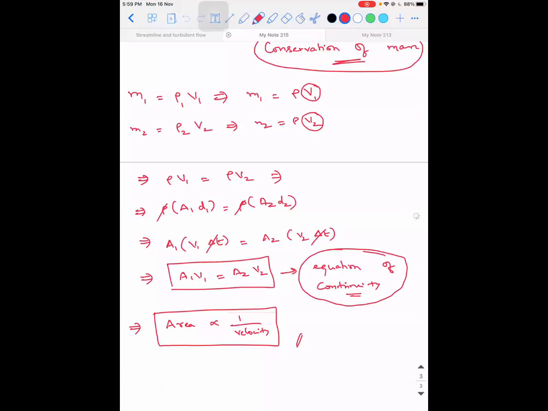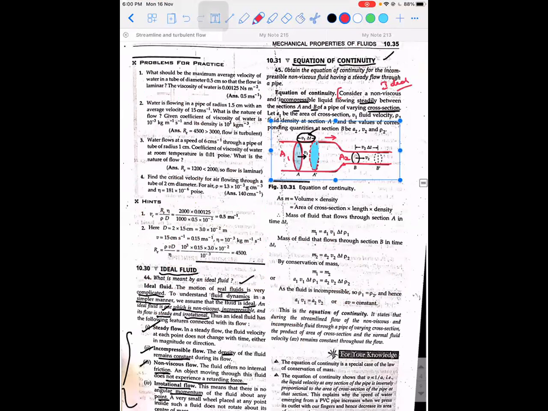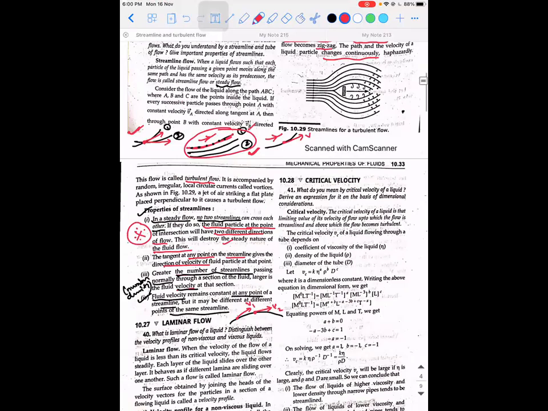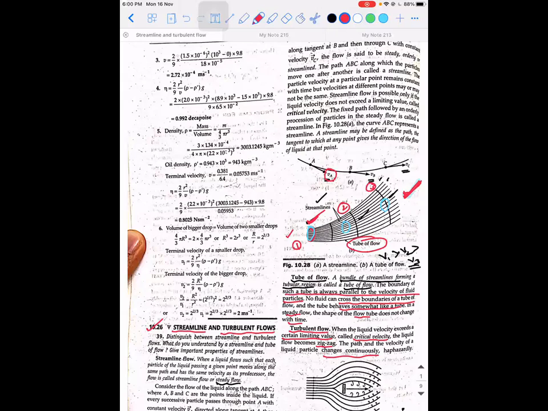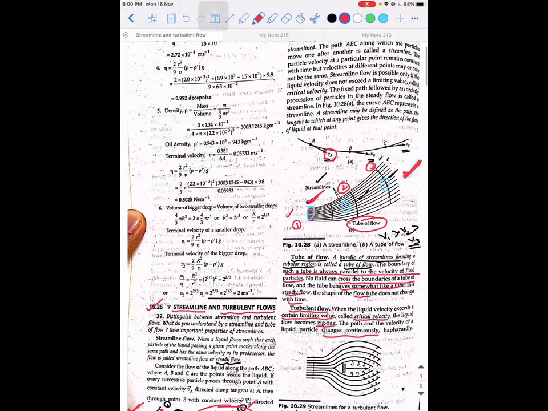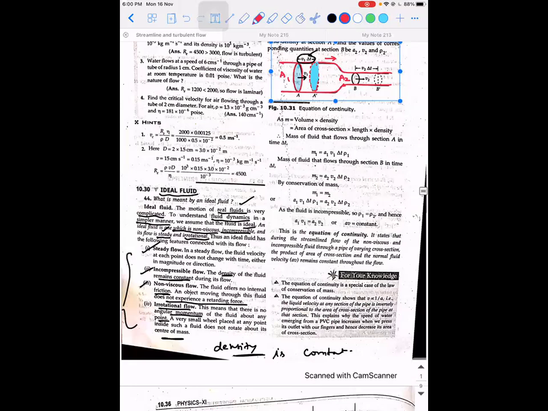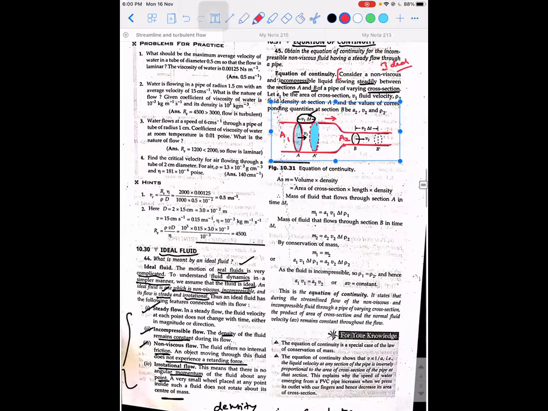So is there any doubt, guys? Area is inversely proportional to velocity, right? So from this, we can understand if the area of cross section of that particular point is small, velocity will be more. So that's why if you observe in the streamline motion, there is a point given. Area of cross section is less, velocity will be more. Are you guys able to understand? Yes, sir. So this is all about equation of continuity. So make a note of it.